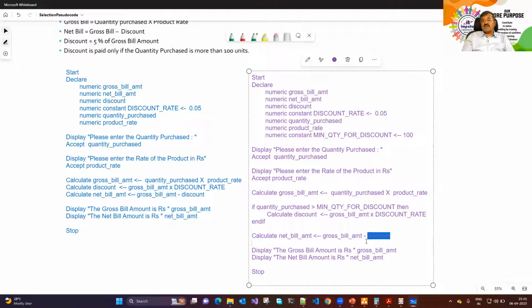What is the discount value? Have we calculated discount this time around? Do we have any value for this variable discount? No. So that's an uninitialized variable. Remember that flowchart when we saw that concept called uninitialized. So it may have some garbage value.